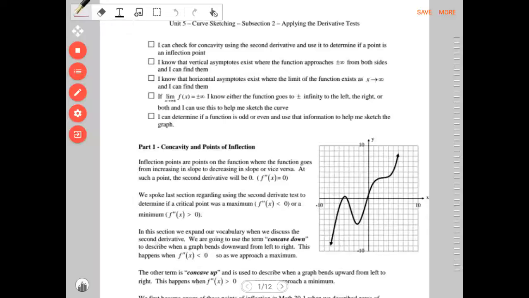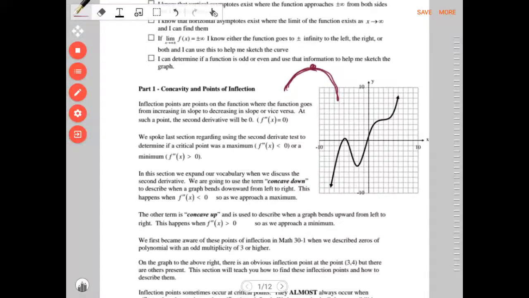In this section, we're going to expand our vocabulary, and now we're going to use the term concave down to describe when a graph bends downward from left to right. So from left to right, it's going to bend downward like that. This happens when f double prime is less than 0. So this happens as we approach a maximum. If we keep going around like that, it makes a maximum. Of course, if we keep going, it will make a whole circle, but that's not a function anymore, and at some point we're going to turn the other way. That point where it turns is called an inflection point. Anyways, that one there is concave down. So again, the second derivative is less than 0.